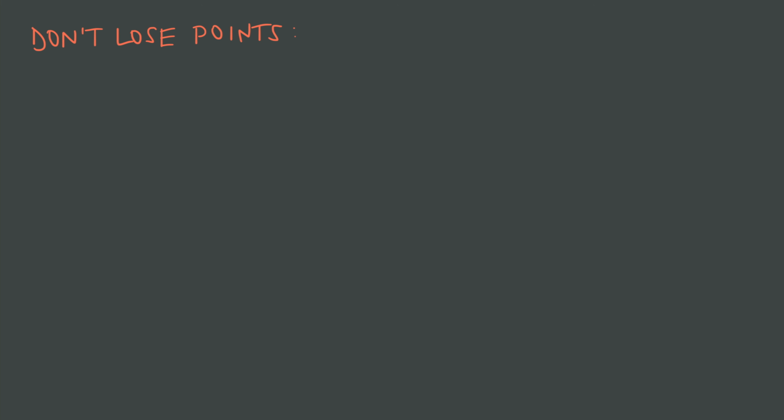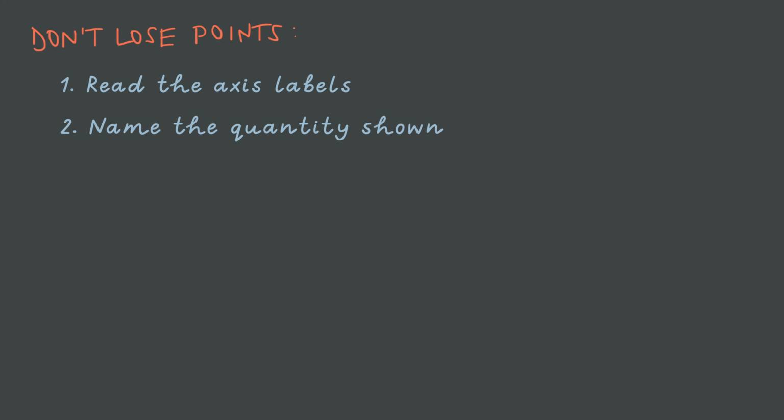So here's the checklist. When you have a graph, always read the axis labels so you understand what you're looking at. Name whatever quantity is being shown. In other words, identify what they've given you, what they've told you. Then name the quantity they're asking about. What are you actually being asked for?